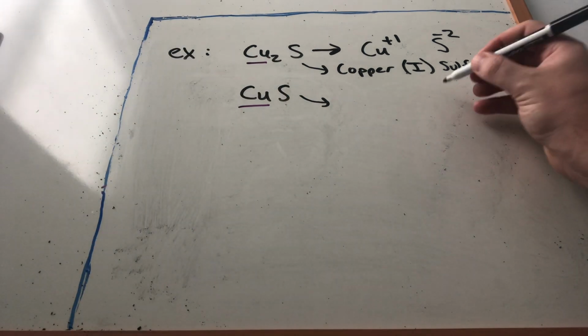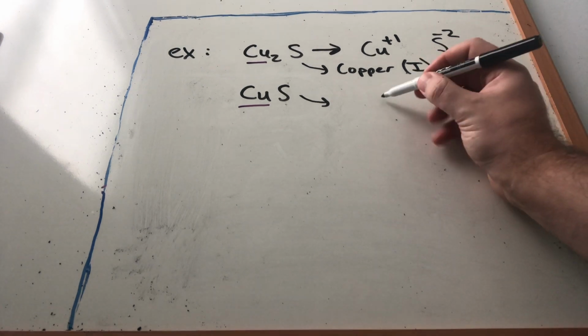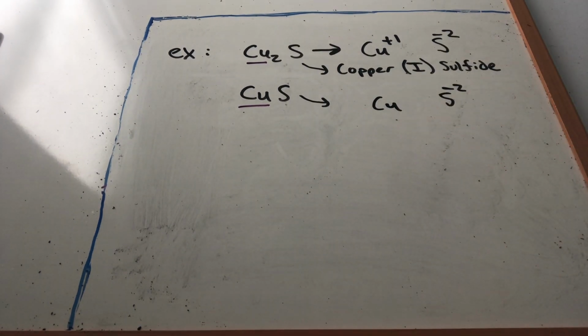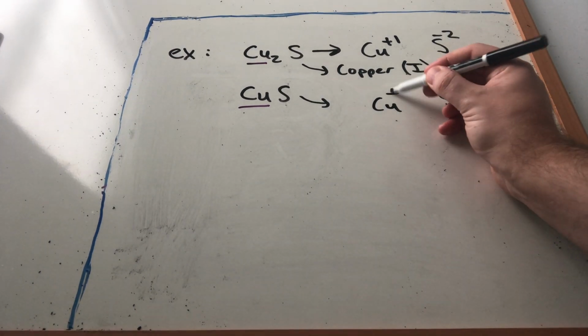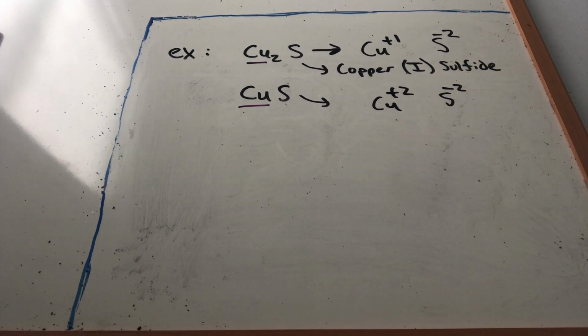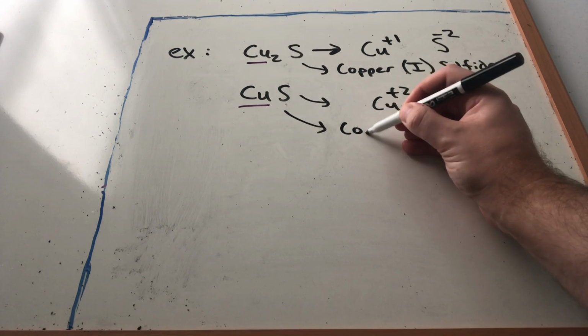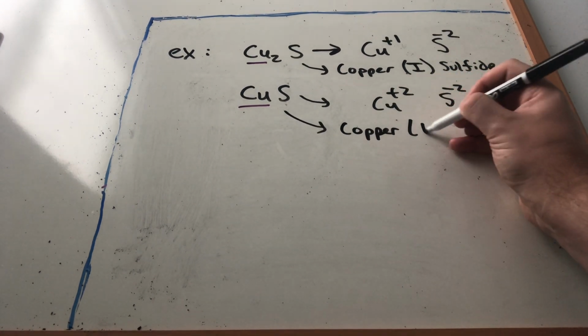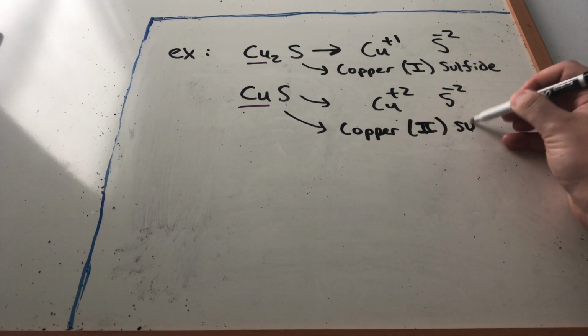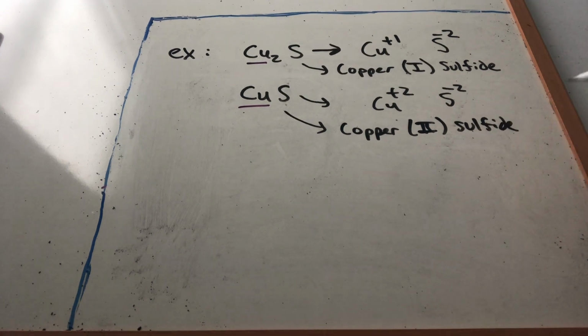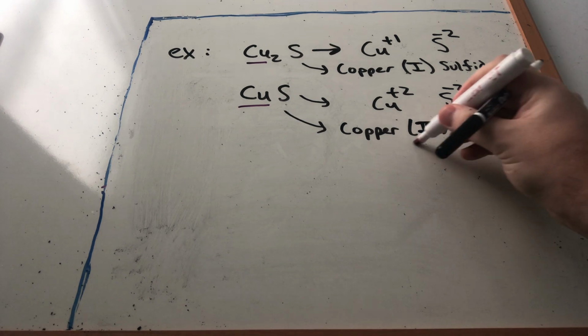So we use our ideas. S is always -2. In this case, what must copper's charge be? Copper must be +2 to balance out that -2. So then how do we name this one? This one is named copper(II) sulfide. So for transition metals, we need this extra information.